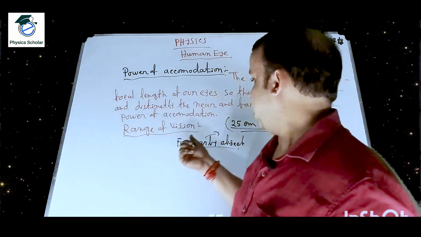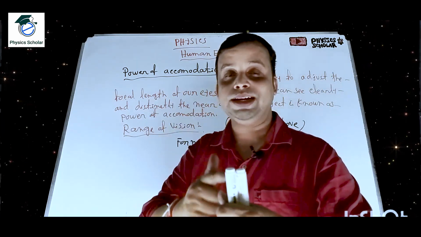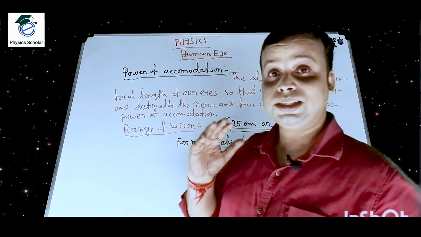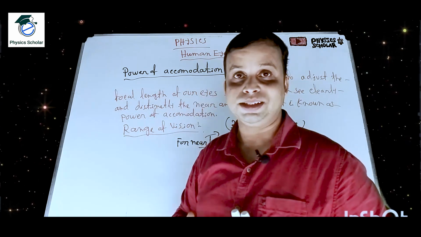So up to 25 centimeter. If the object is placed from our eyes at a distance of minimum 25 centimeter, then we can see that object prominently, without any strain on our eyes. Clear?